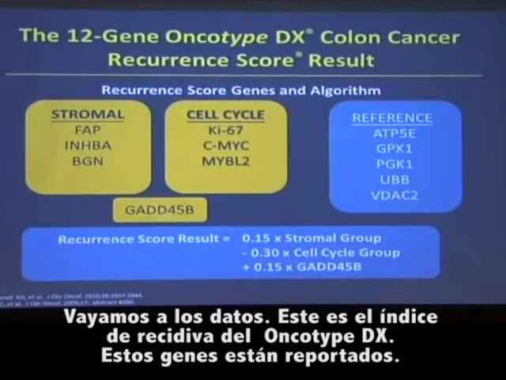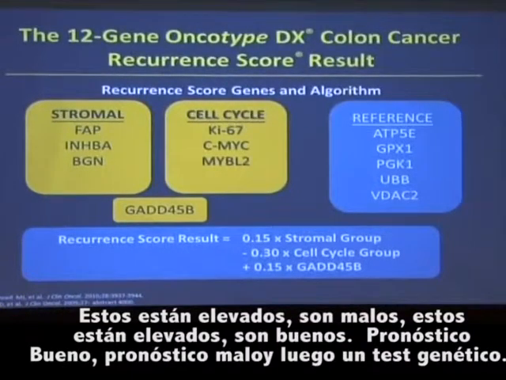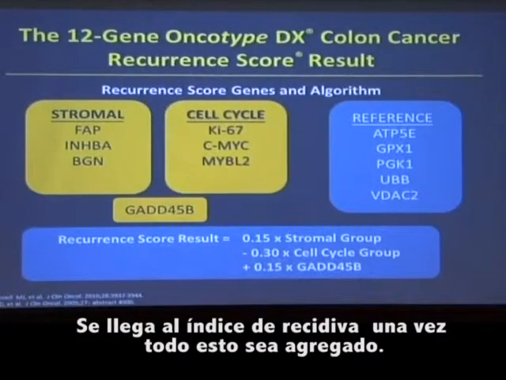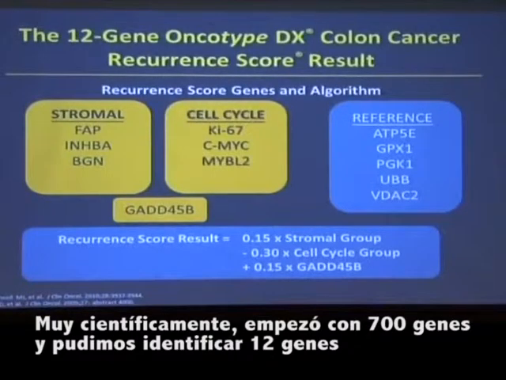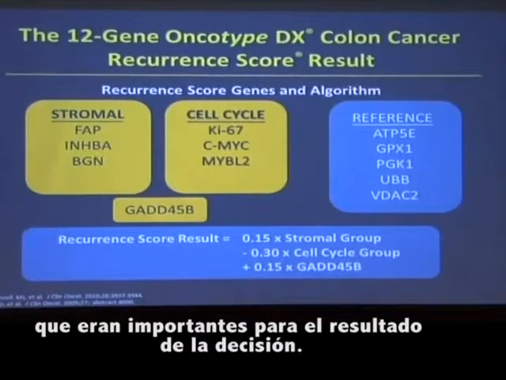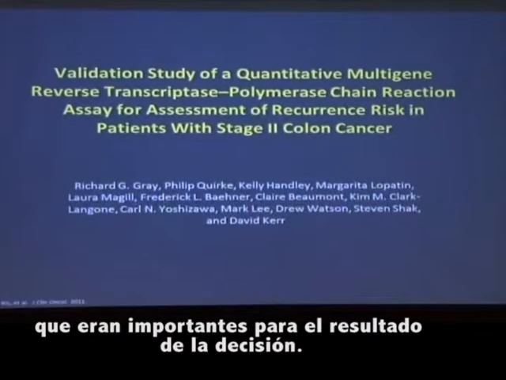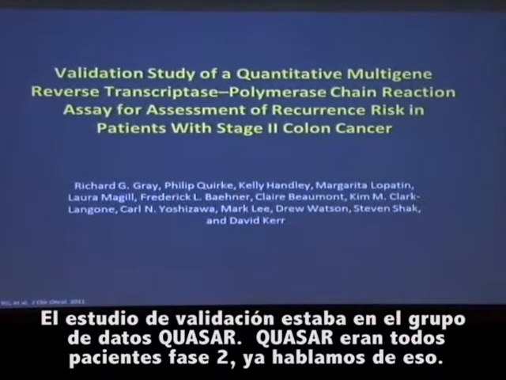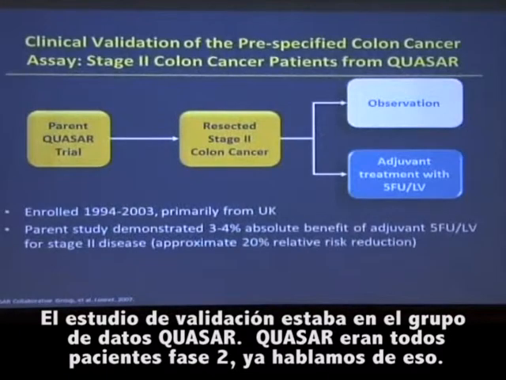All right, so this is the Oncotype DX recurrence score, okay? These genes are reported. If these are elevated, they're bad. If these are elevated, they're good prognosis, bad prognosis, and then a genotypic assay, and one gets a recurrence score after all of this is added up, okay? So very scientific, started off with 700 genes, and we're able to identify 12 genes that were important in deciding outcome. Okay, so the validation study was in the QUASAR data set.